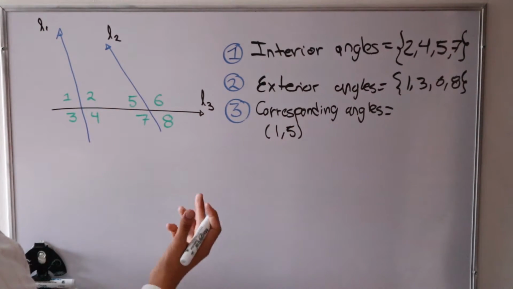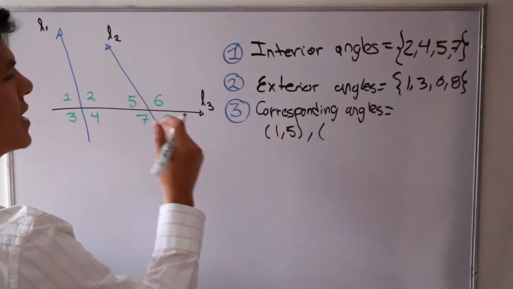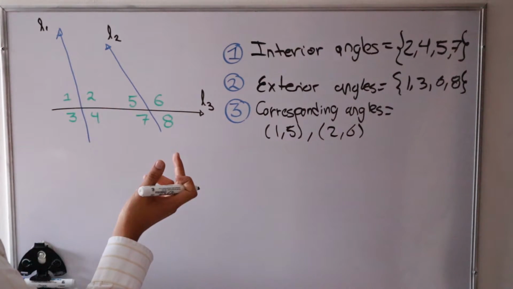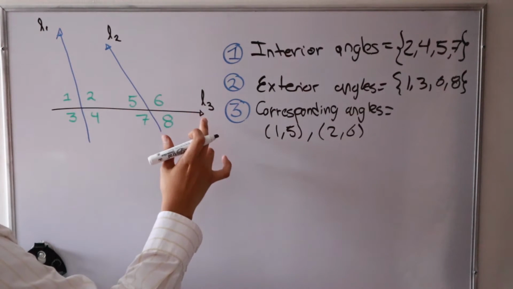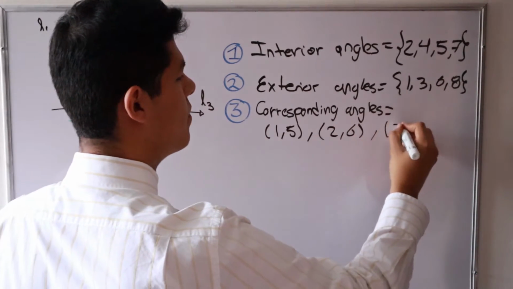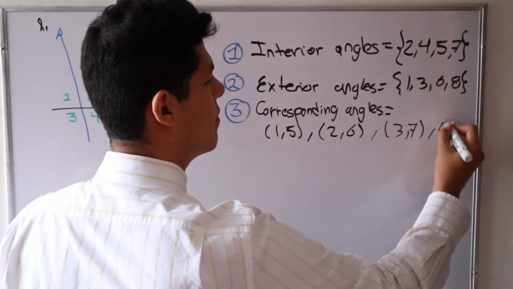The other pair of corresponding angles will be 2 and 6. And also, below the line L3 we have 3 and 7, and also 4 and 8.